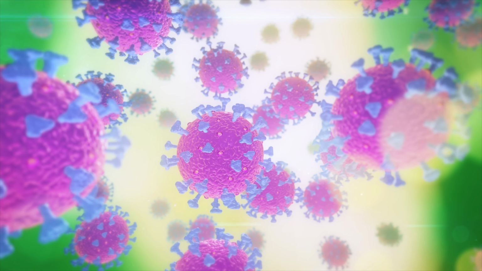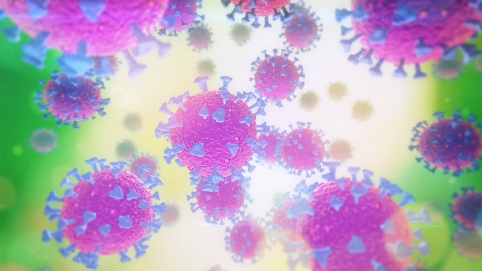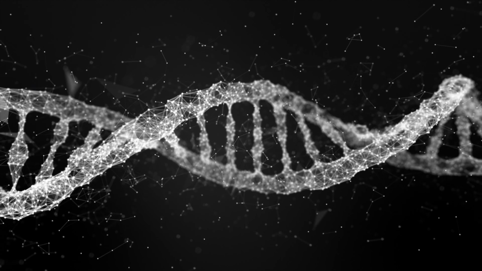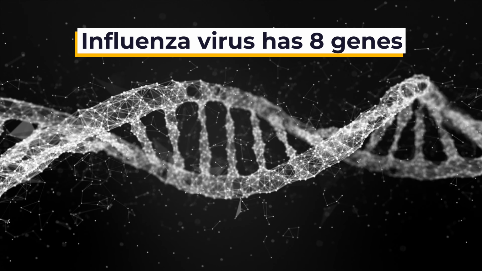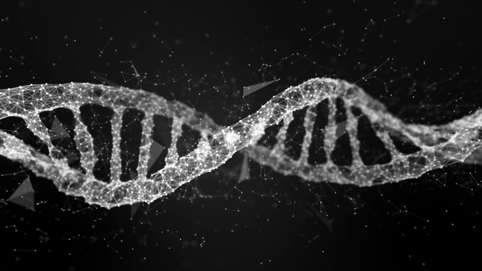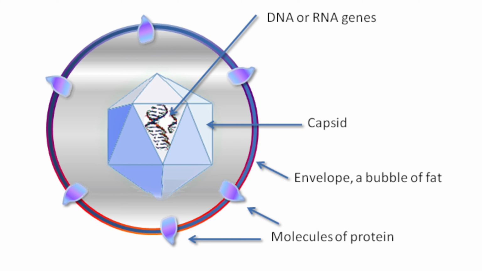A virus is relatively simple in design. It consists of genes that are made of DNA or RNA. The number of genes is pretty small. Like an influenza virus has 8 genes and humans have 20,000 to 25,000. These genes are enclosed in a protective coat of protein called the capsid. Some viruses are also surrounded by a bubble of fat that makes them vulnerable to soap and alcohol.